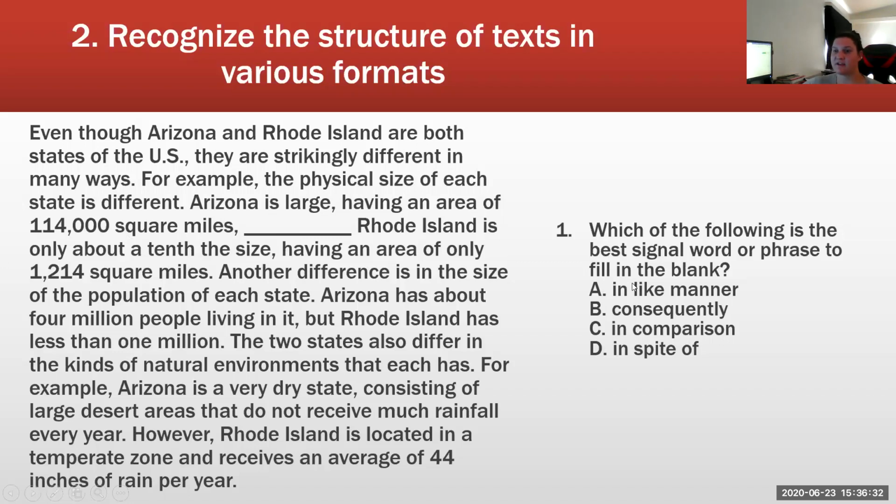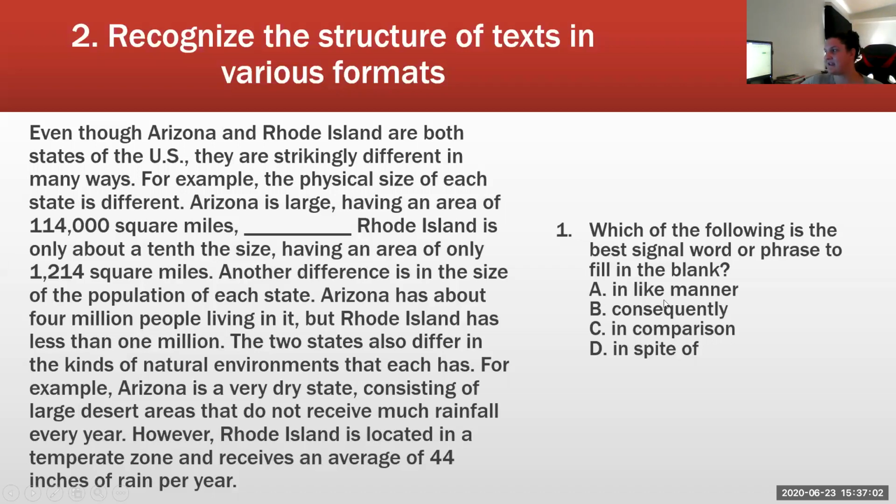We're not looking for a phrase that indicates they're similar, and we're not looking for a phrase that shows complete polar opposites, but I'll get to that. So like A, in like manner, we can already know that that's incorrect. Like, 114,000 square miles is nothing like 1,200 square miles. There's a complete difference.